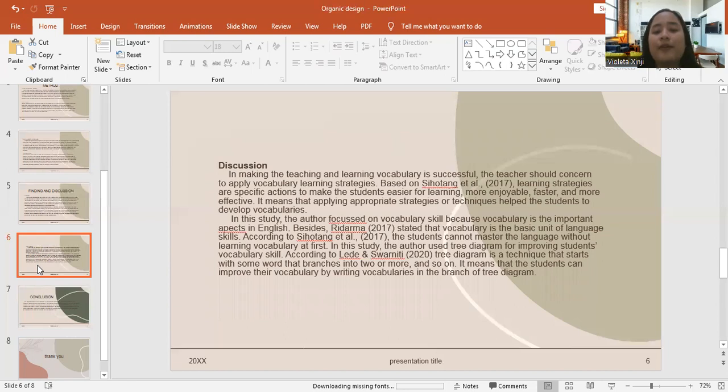In the study, the author used tree diagrams for improving students' vocabulary skill. The tree diagram is a technique to start with some words, then branch into two or more, and so on. It means that the students can improve their vocabulary by writing vocabulary in the branches of tree diagrams.